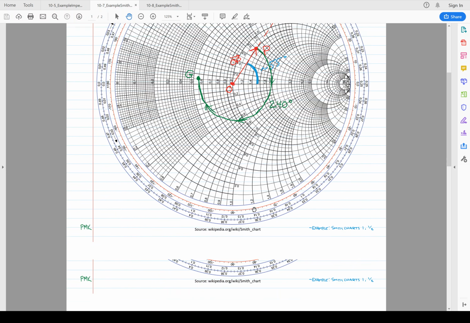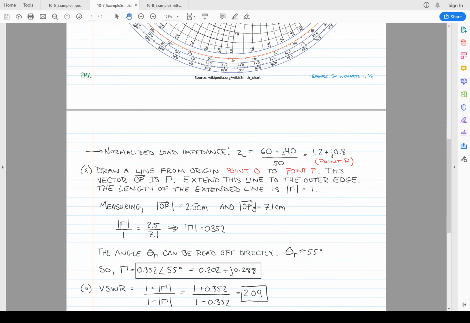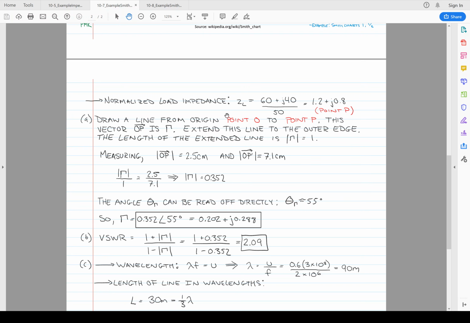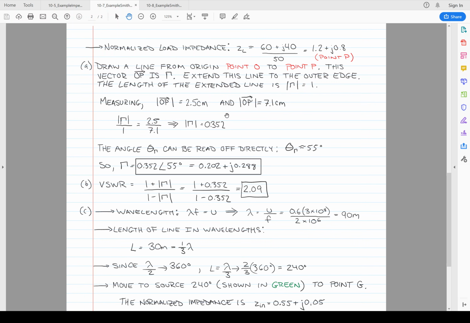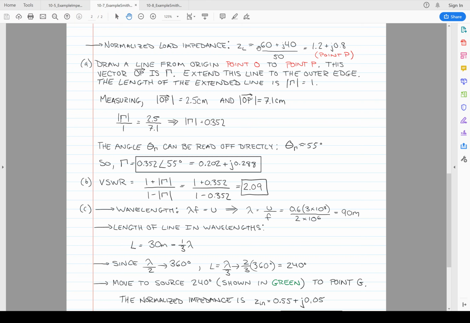All right, so the first thing we need to do is normalize the load impedance. If you remember, the Smith chart is for normalized loads, so that we can use the same Smith chart for every situation, every line. So we take the load impedance, which was 60 plus j40, and divide it by the characteristic impedance of the line, which in this case is 50. When you do that division, you get 1.2 plus j0.8. That's the normalized load impedance, and now we can find this point on the Smith chart.